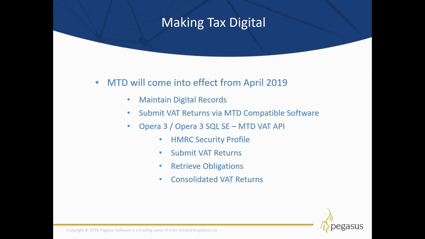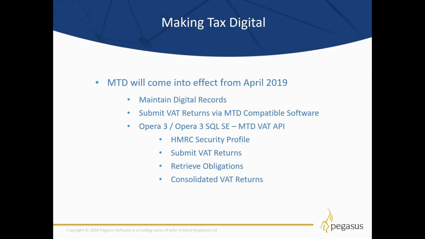The information contained within the Making Tax Digital VAT return will be generated by pulling information from the digital records maintained within Opera 3. This information will be used to populate the 9 boxes required for the VAT return.